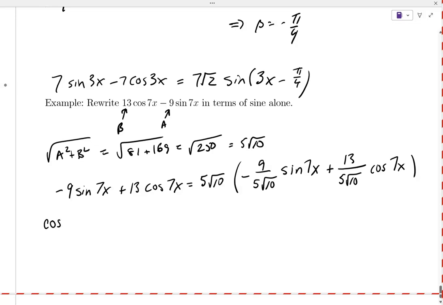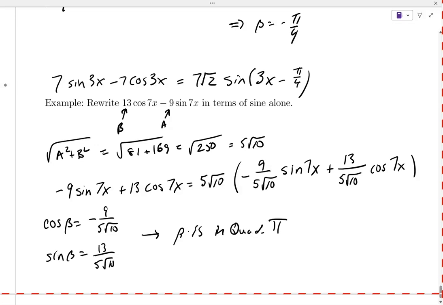So again, we have our cosine of beta is negative 9 over 5 root 10. Sine of beta is 13 over 5 root 10. So this tells you that beta is in quadrant 2.